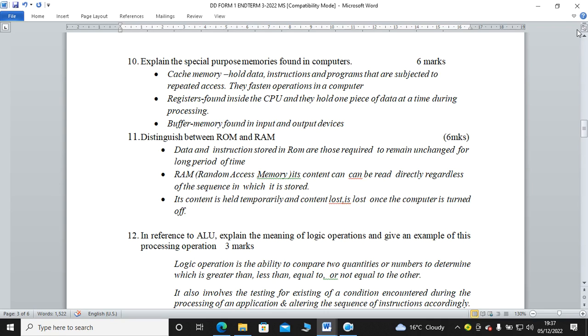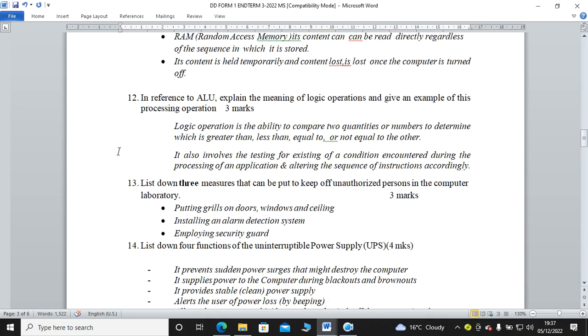Whereas the contents of read-only memory, as said earlier, are permanent. They don't depend on power. Whether power is there or not, they remain there.